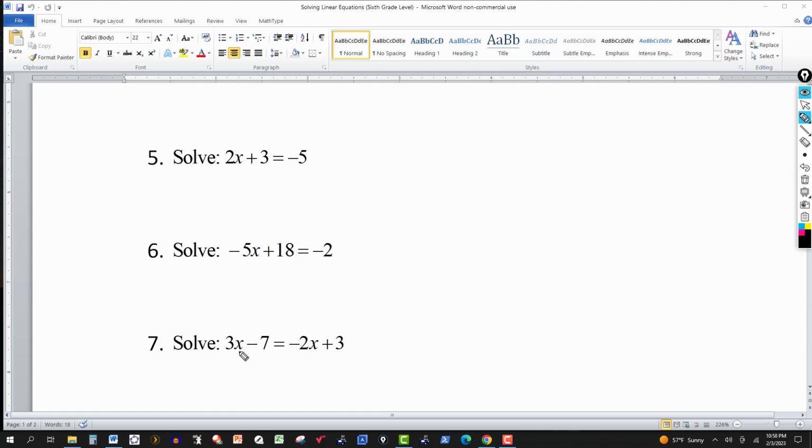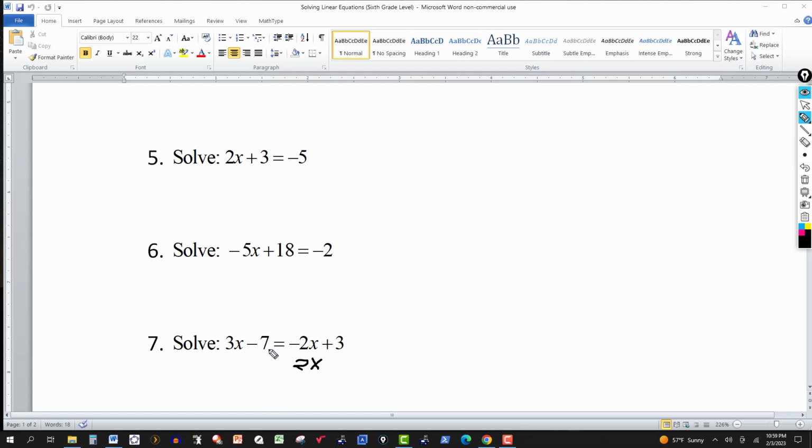Okay, same thing here. And notice, this one has an x on one side and an x on the other side, 3x and a negative 2x. So we're going to do the same thing. You always want to have just one term with an x on one side. It doesn't matter which side, but I'm going to get rid of this minus 2x by adding the opposite. That's what you do when you have to cancel through addition or subtraction.